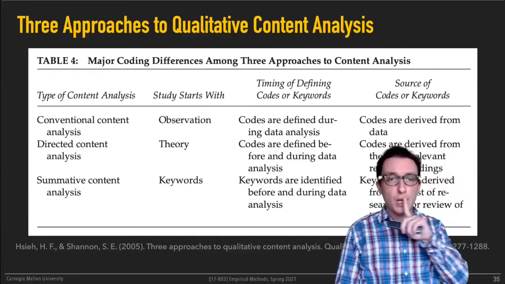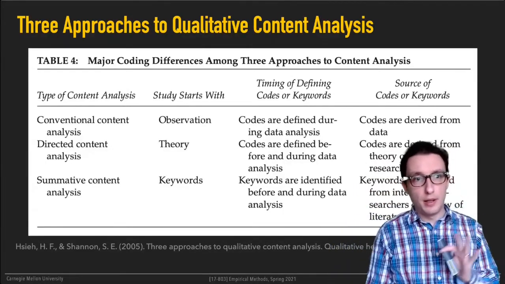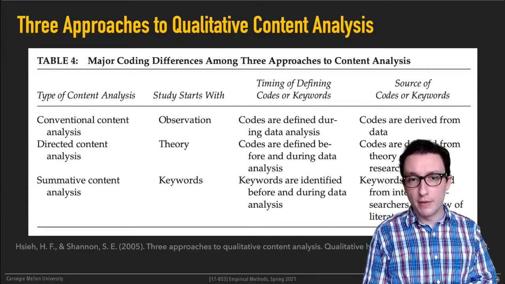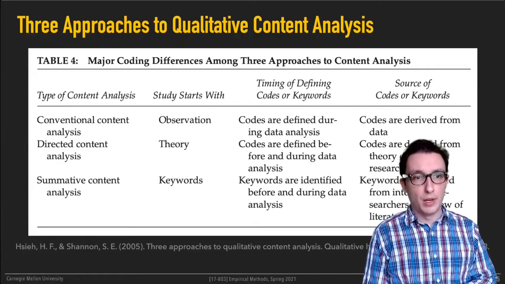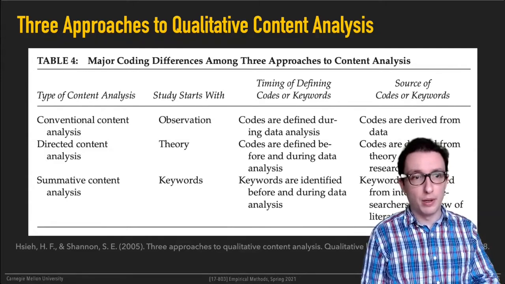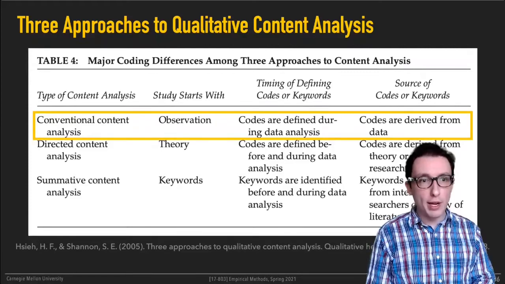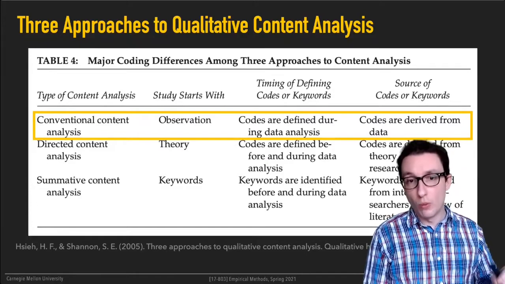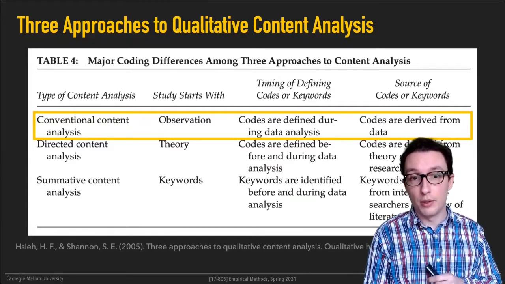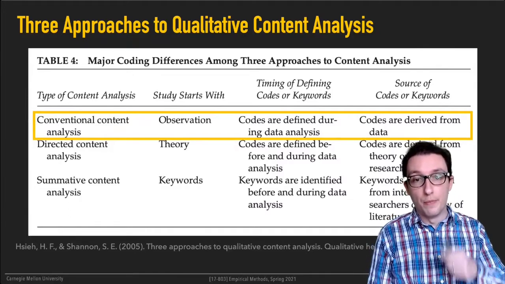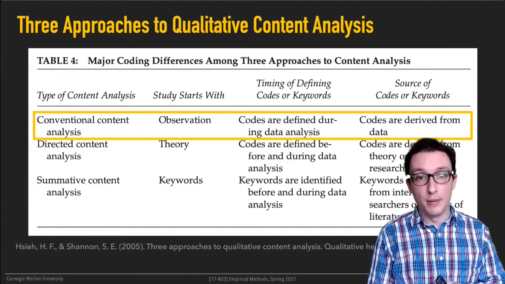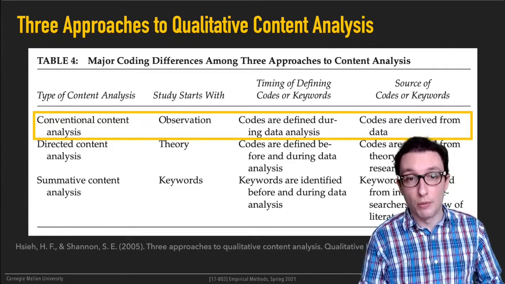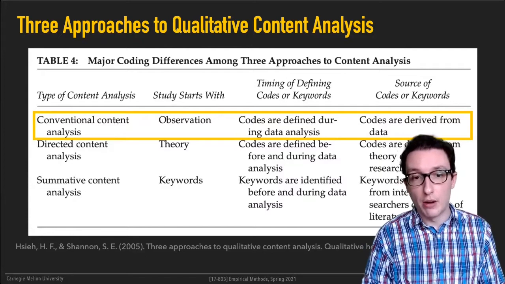All right, so just to summarize this, there are three approaches to this kind of qualitative analysis of text. This is from a really good summary paper that I linked there at the bottom. So one is the conventional type of qualitative analysis, which starts from observations like your interview data and builds codes and interpretations from the ground up. That's the one we talked about, and that's the one that I think you will encounter most often.